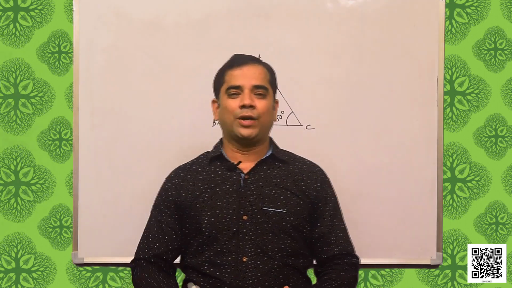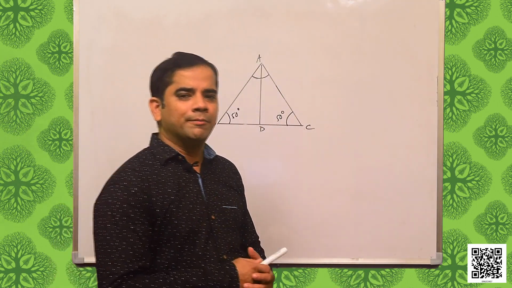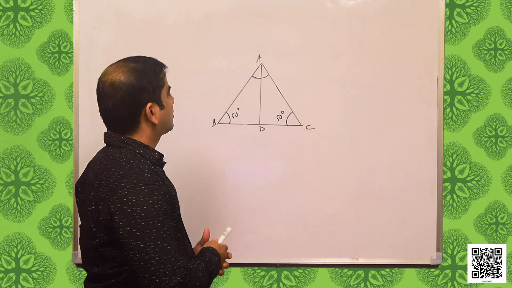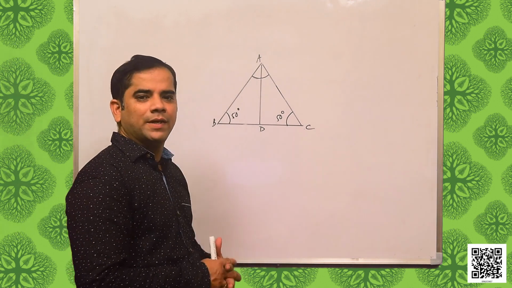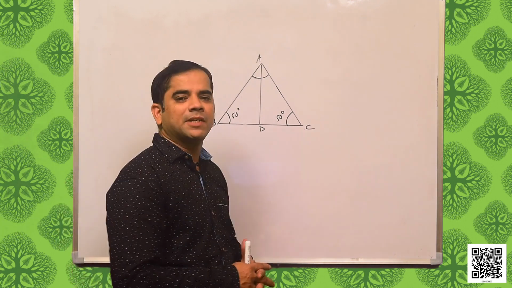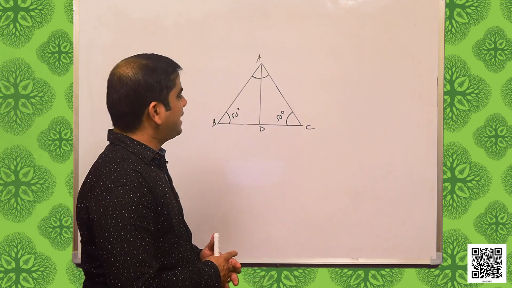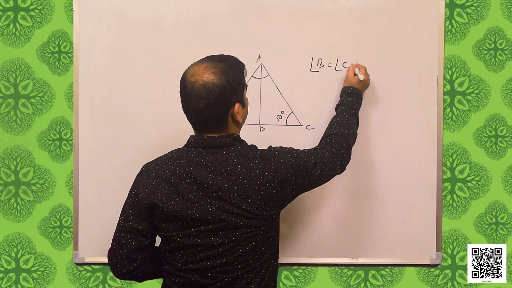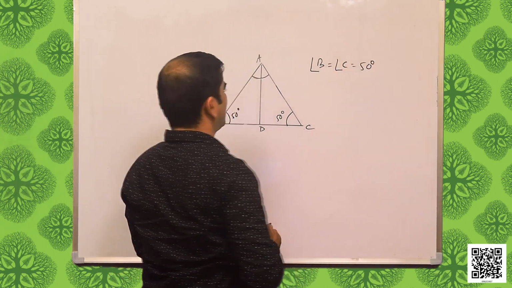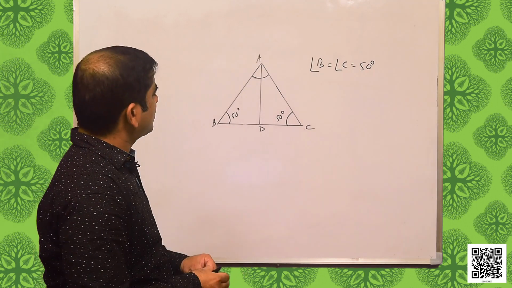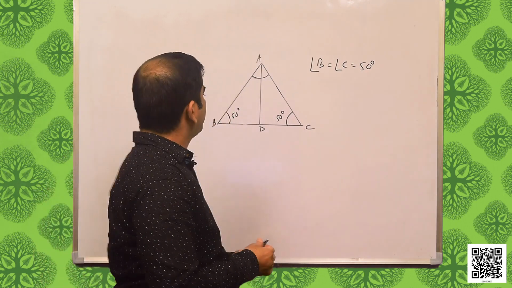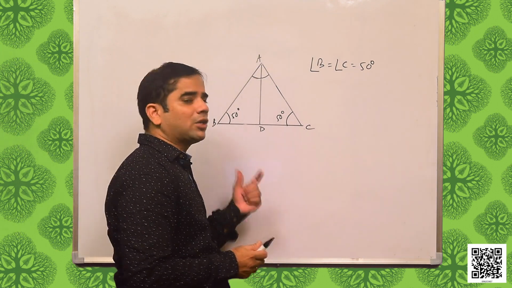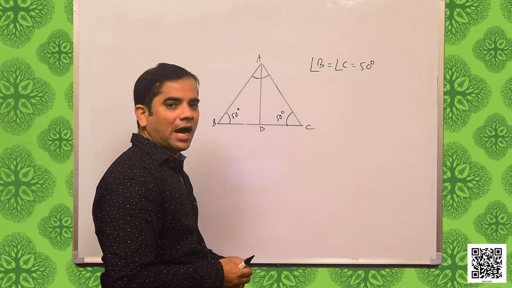Let us do an activity and try to prove this. Students, as given in your book, I have constructed a triangle ABC in which, as per the given data, angle B is equal to angle C, that is 50 degrees. So this is also an isosceles triangle. We need to prove that the sides opposite to the equal angles of the triangle are equal to each other.